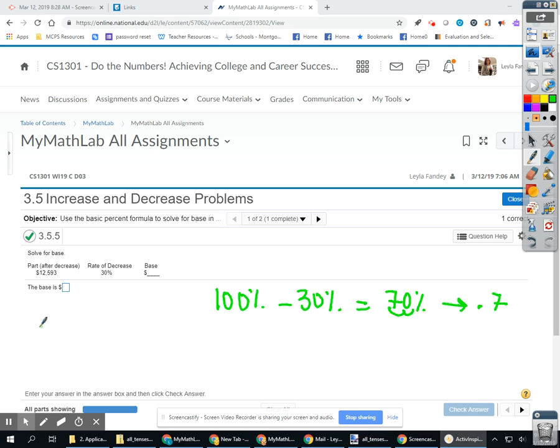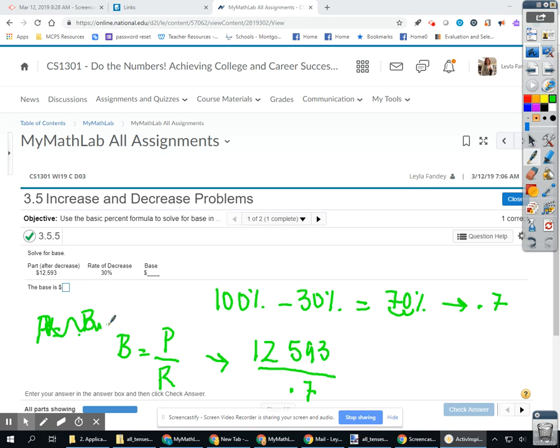So now we go back to the original formula that we had. Base equals part over rate. So our base is 12,593. I'm going to divide that by 0.7, and that will give us our answer here.